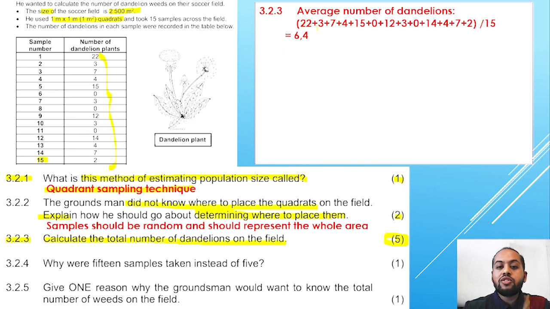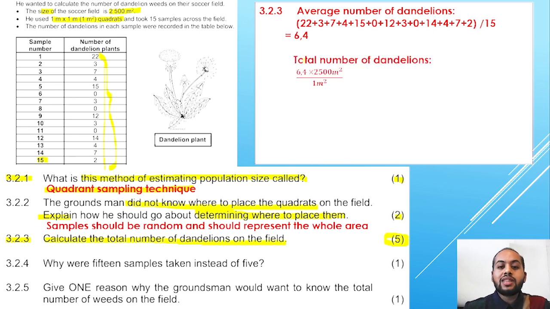So you say 22 plus 3 plus 7 plus 4 plus 15 plus 0 plus 12 plus 3 plus 0 plus 14 plus 4 plus 7 plus 2. You're adding all these numbers together. You're dividing by 15. Why? Because there are 15 samples. You type this into the calculator and you should get 6,4. So 6,4 is the average.